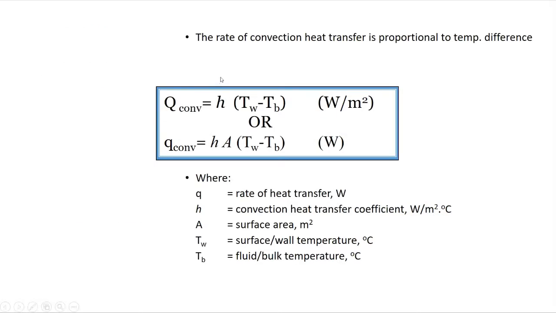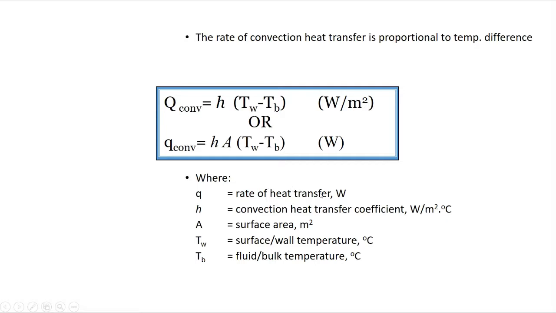This is the formula for the rate of convection heat transfer, and it is proportional to the temperature difference. Q convection equals h (Tw − Tb), and the unit is watt per meter squared. Or, h times A, where A is area, times (Tw − Tb), and the unit is watt.